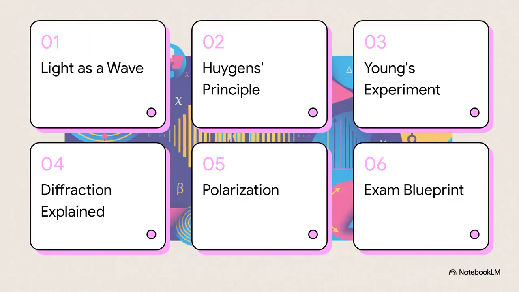So here's our game plan for today. We'll kick things off with the core idea of light as a wave, and then get into how Huygens' principle explains its every move. After that, we'll hit the superstar of the show, Young's double-slit experiment. Then we'll explore diffraction and polarization. And to wrap it all up, we'll put together a board exam blueprint just for you.